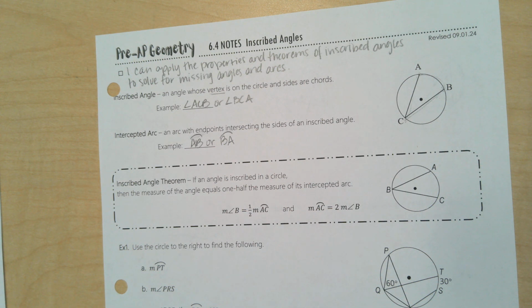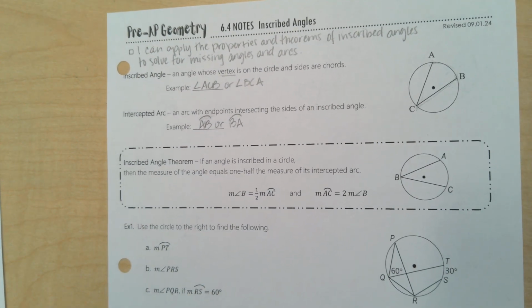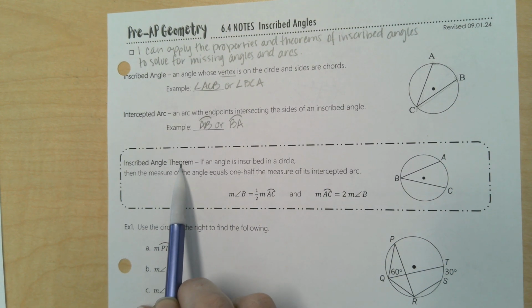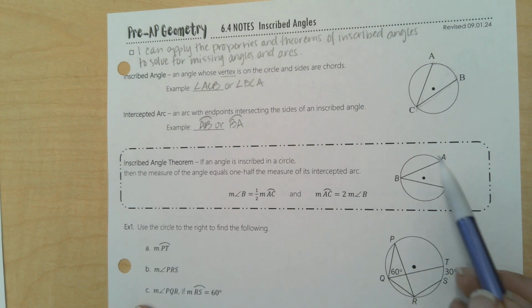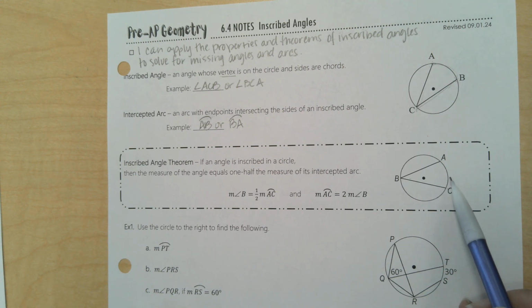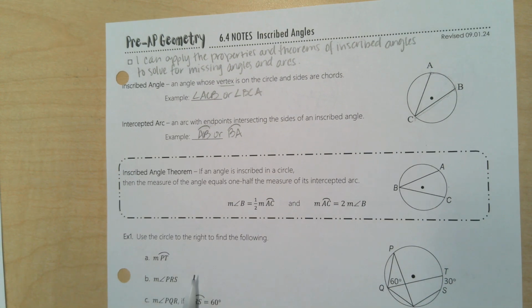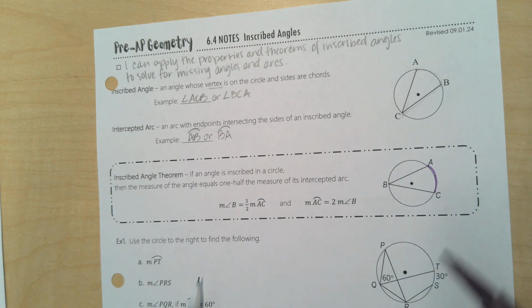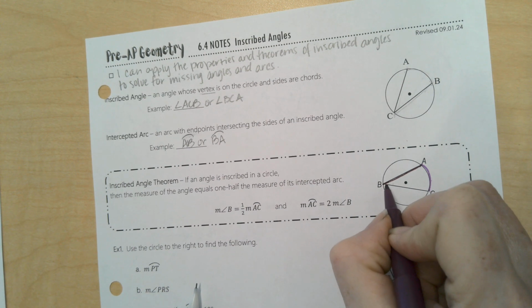Okay, so we've got a theorem, and it has a name. It's called the inscribed angle theorem. Are you guys with me? What it says is that if you have an inscribed angle ABC, the measure of the angle will equal half the measure of the arc. Or you could say the arc will be twice the angle. Does that make sense? So the arc here is AC. That's the intercepted arc. The angle is ABC.